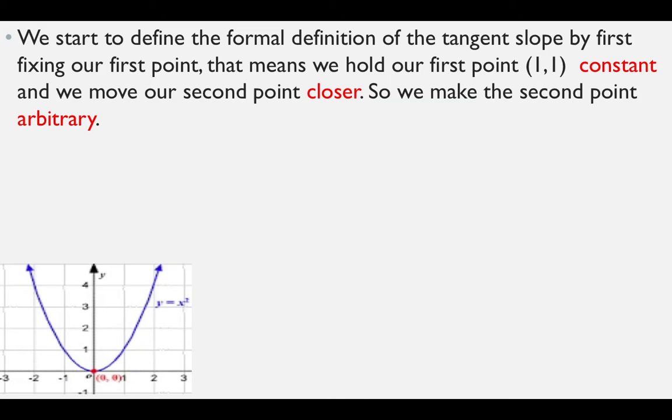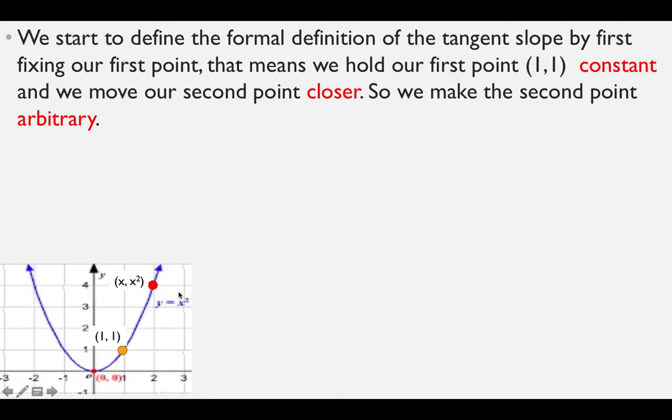Now let me show you what I mean by putting it on the graph right here. So here's my first point, 1 comma 1. That's the thing I'm going to hold still, constant. My second point, so that I could move it, I'm going to call arbitrary. What I mean by that is instead of some comma number, something comma something, I'm going to call it x comma x squared, where x is my input and my output is my y, x squared.